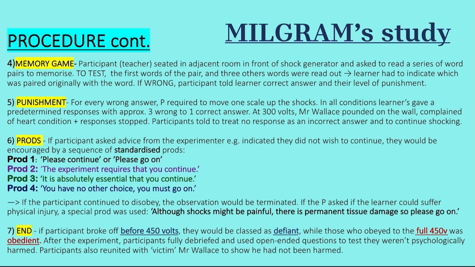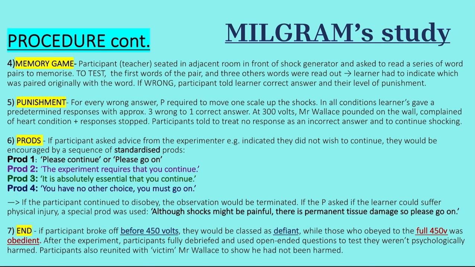At 300 volts, Mr. Wallace pounded on the wall, complained of his heart condition, and the responses stopped. Participants were told to treat no response as an incorrect answer and to continue shocking. Now, these are the type of prods that were used if, for example, they expressed that they wanted to stop or that they were struggling to go on. The experimenter, Jack Williams, would first start with prod 1 by saying, please continue or please go on. Then he'd work through all 4 of the prods to encourage the participant to obey his commands and continue shocking the learner.